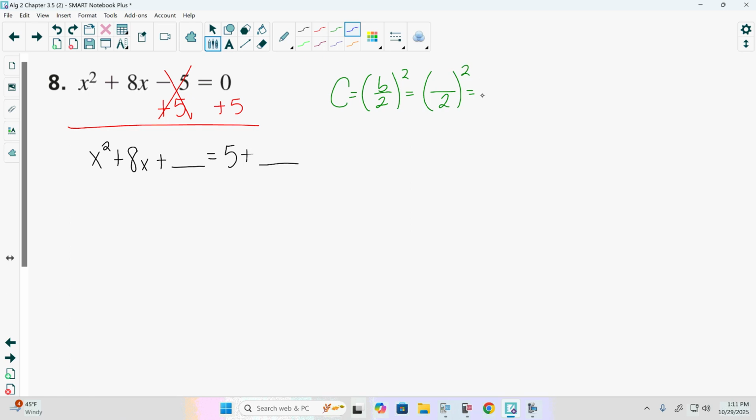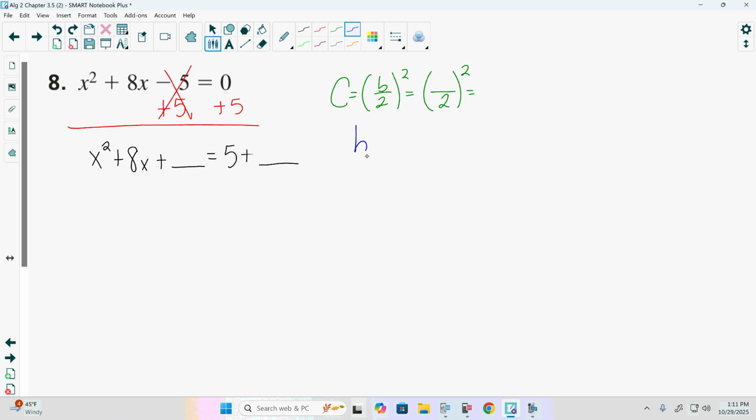c is equal to b over 2 squared. Because really, once we added 5 to both sides, we got step 2 done, giving us x squared plus 8x plus blank, because that's our spot for c, equals 5 plus blank, our other spot for c. Because unfortunately, we can't add a number to one side, we have to add it to both.